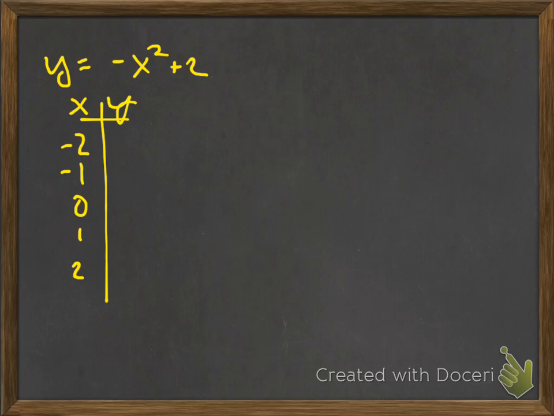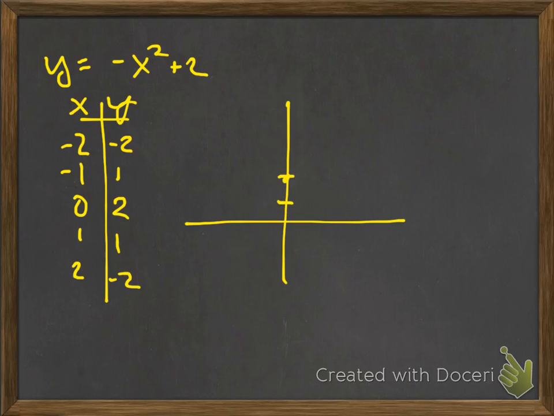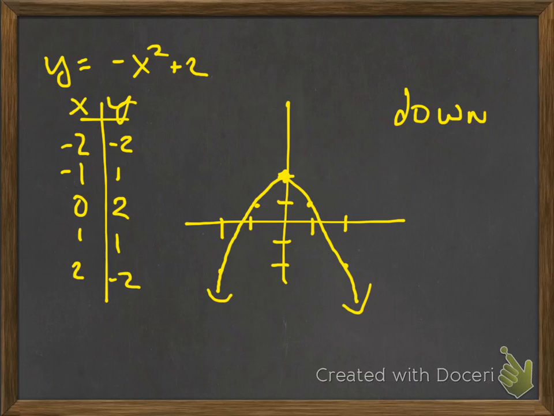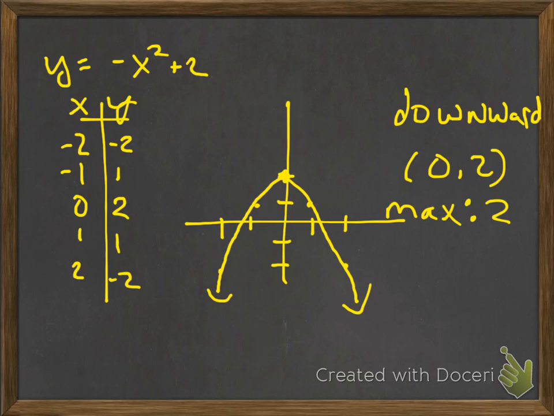Okay, one more example. -x squared plus 2. So again, -x squared means -2 squared is 4. Make it a negative, plus 2 would give you -2. And you can kind of see how that works. See how it looks. Okay, notice this is facing downward. The vertex is at 0, 2, and that's a max value of 2. Again, the max or min value is always the y coordinate of the vertex. Do not forget that.